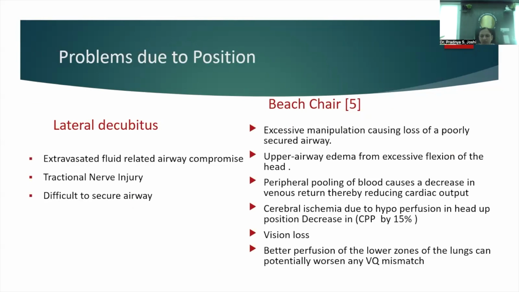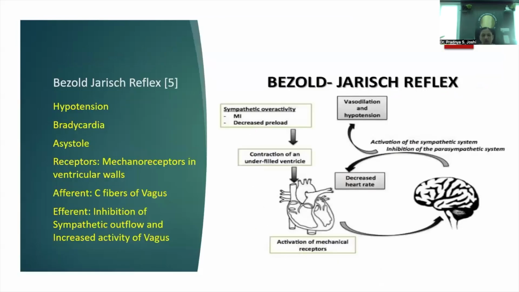Cerebral ischemia due to hypoperfusion will be a problem when we are giving the beach chair position. Similarly, airway compromise is very difficult to handle in a sitting position. The Bezold-Jarisch reflex, which is a dreaded complication of this position, due to hypotension and bradycardia leading to cardiac arrest, is a very dreaded problem with the semi-sitting position.